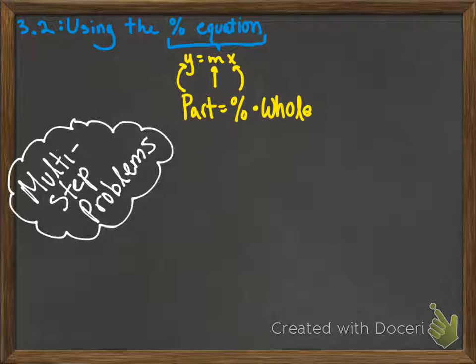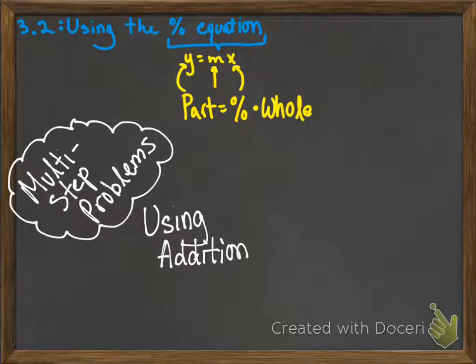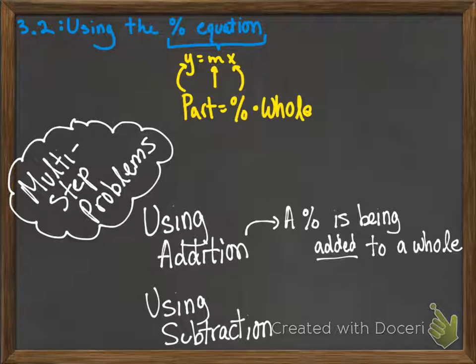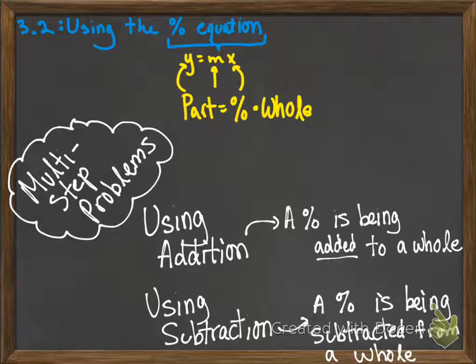Okay, so we're going to take this equation and put it into action, and these are really multi-step problems. So we have to figure out how a problem falls into one of two categories, and then we need to apply a method. The first one is using addition, and the second type is using subtraction. In using addition, a percent is being added to your whole. So you first have to figure out what that percent is, and then you need to add it to your whole. With subtraction, a percent is being subtracted from a whole or a total.